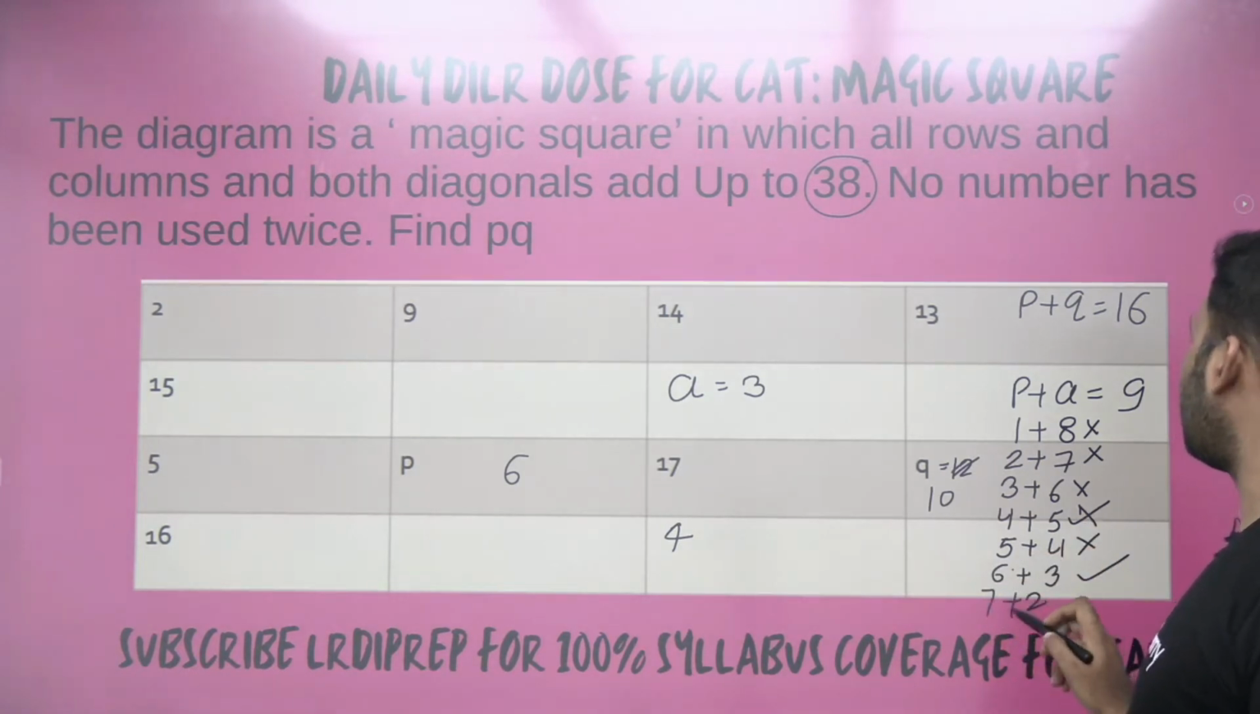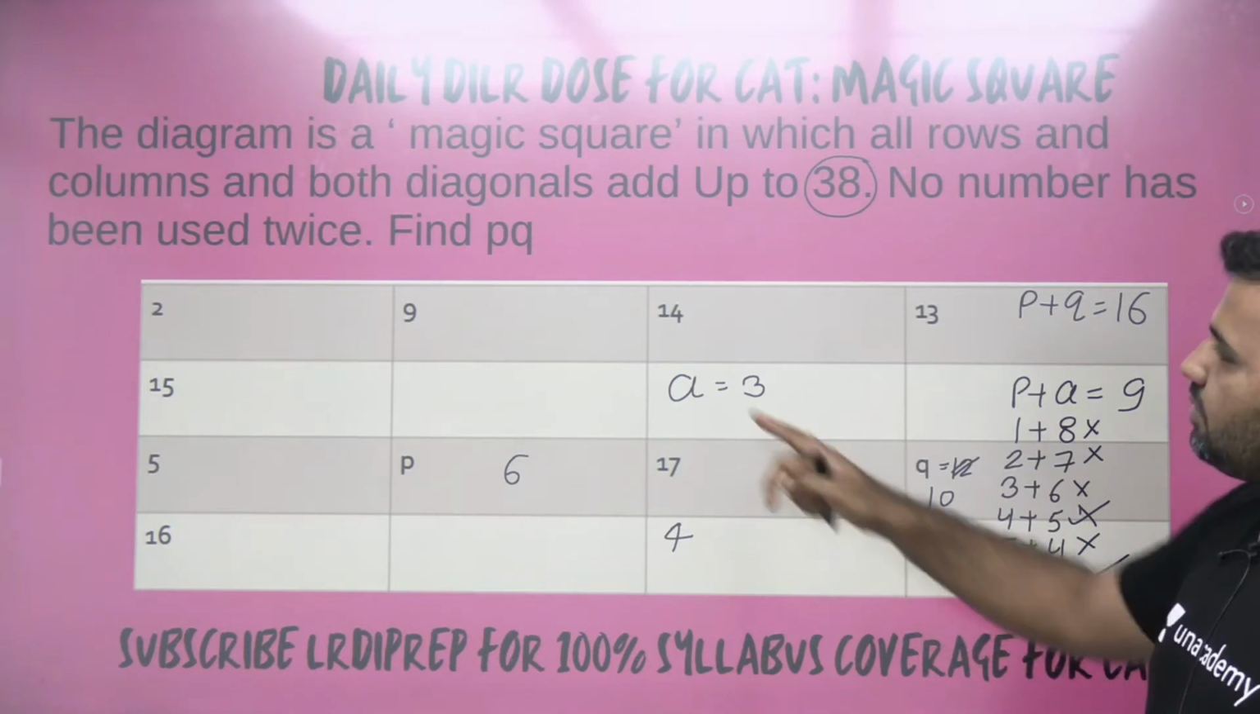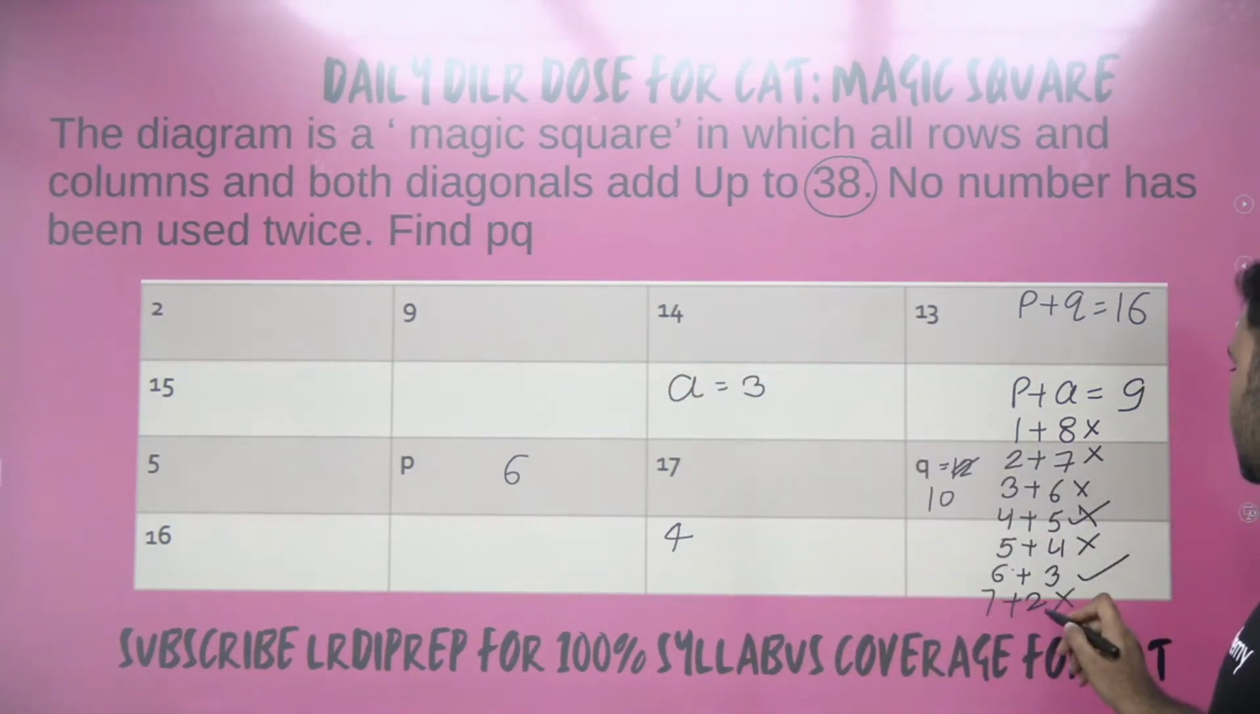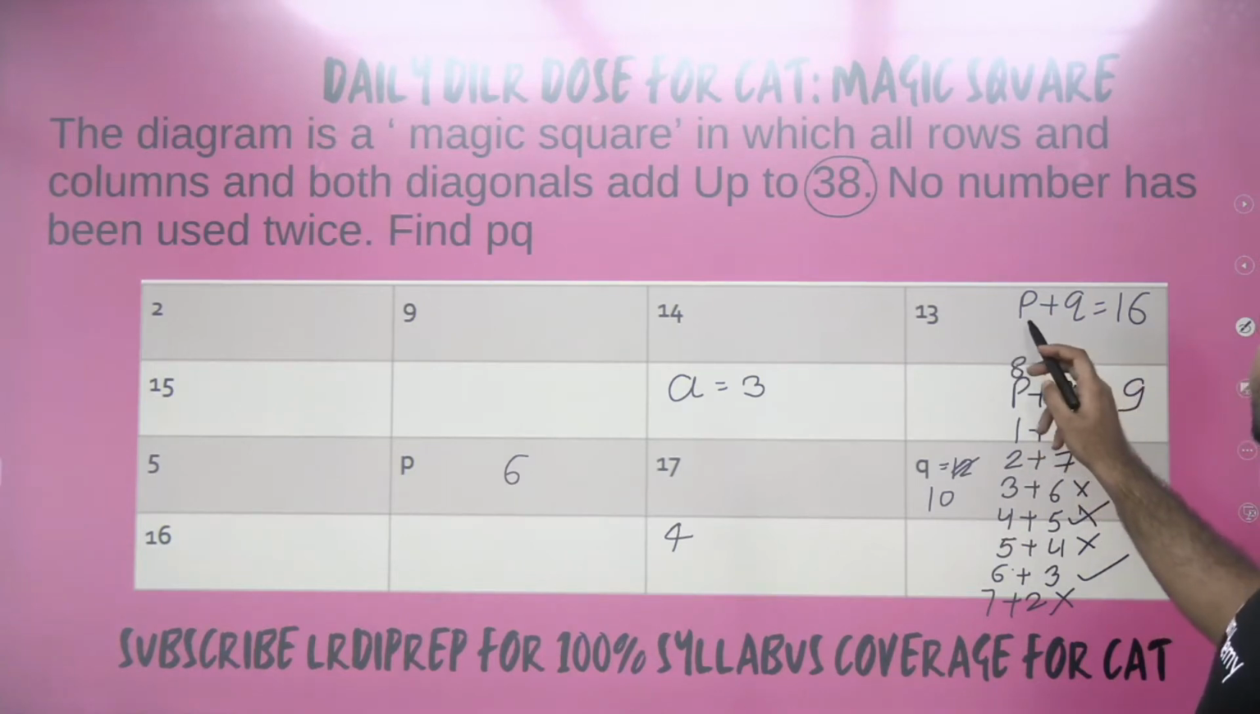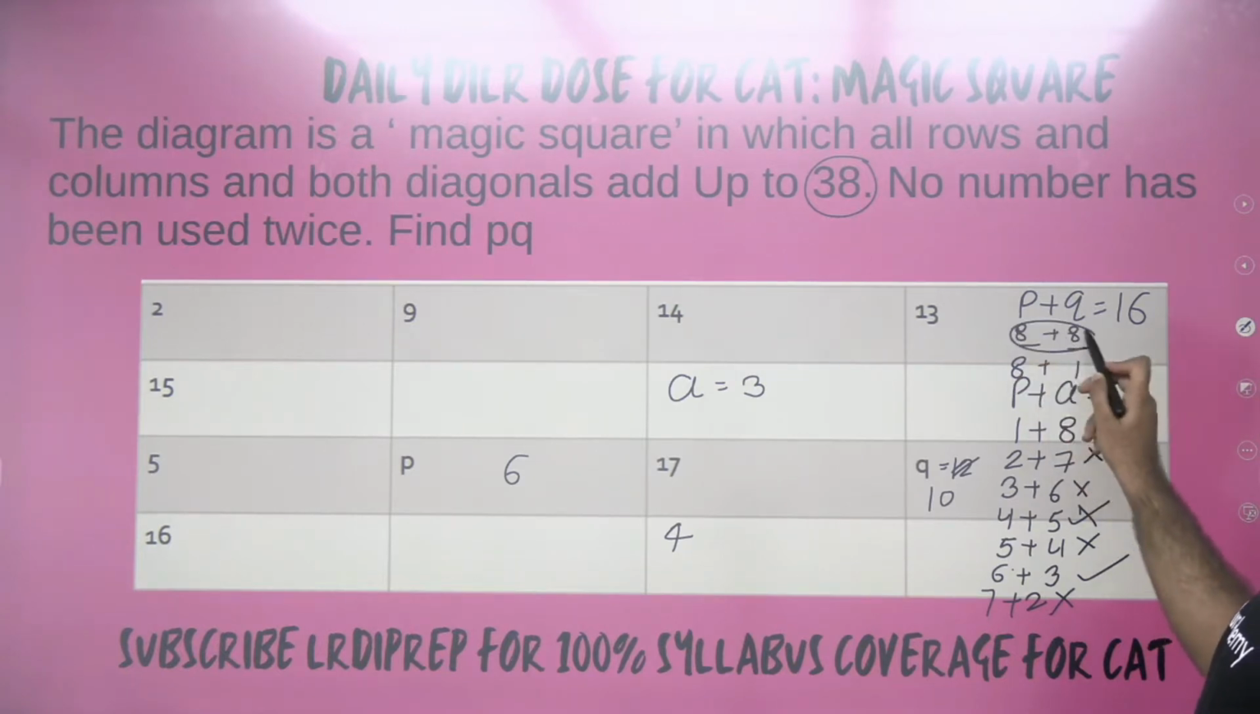If I go for the next option, 7 plus 2, you see that if I take P as 7, then Q will be 2. 2 has already been used, so eliminate it. If I take P as 8, in that case A would be 1, right? If P is taken as 8, in that case Q will also be 8. Now both of these two will be same, so this will also not work.